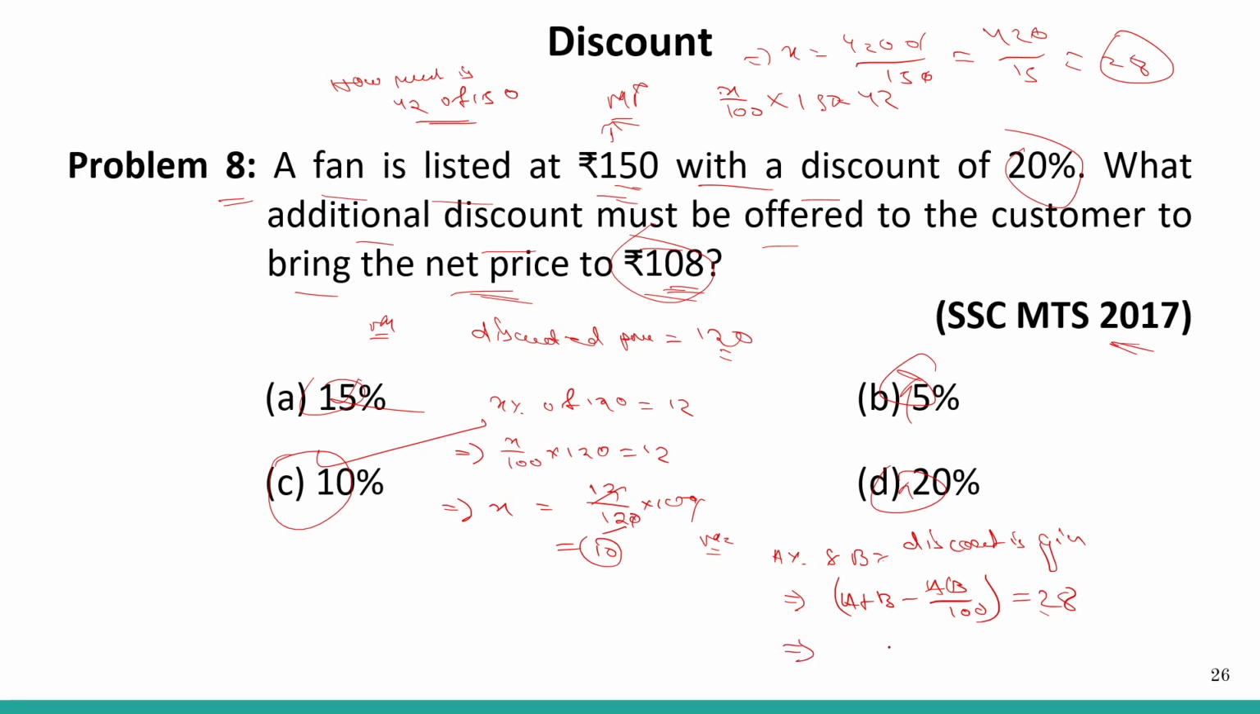So this implies that A is given to us as 20%. So 20 plus, let it be y, minus 20y by 100 is equal to 28. So this implies that 8 is equal to, 28 minus 20 is equal to 8. So y minus 0.2y is equal to 8, this implies that 8 is equal to 0.8y. So y is equal to 10. So C is the correct answer. We have also evaluated this using method number 2.